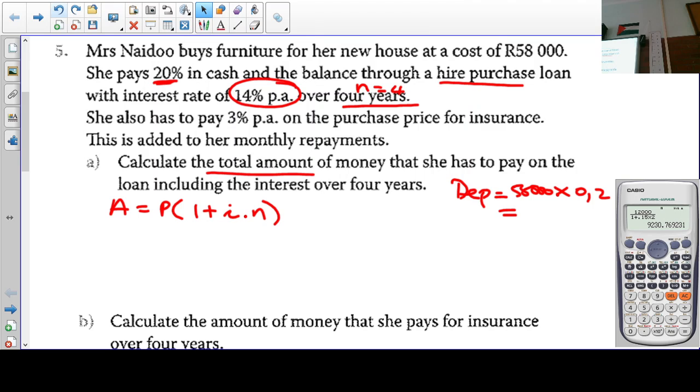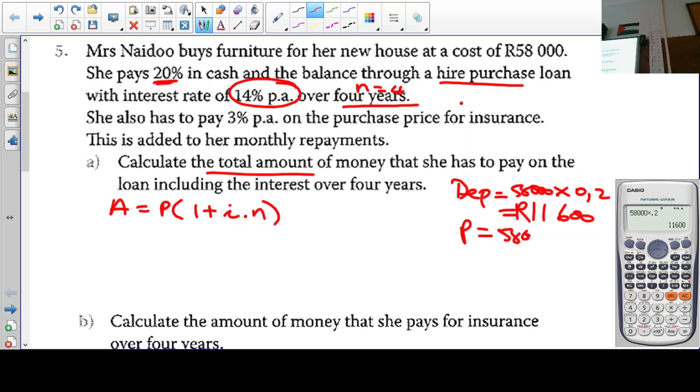So that gives us 58,000 times 0.2, 11,600. Not so? But is that your P value? No. So for your principal, what do we say? 58,000 minus 11,600, which is? Sorry? 46,400. Can you see that, people?